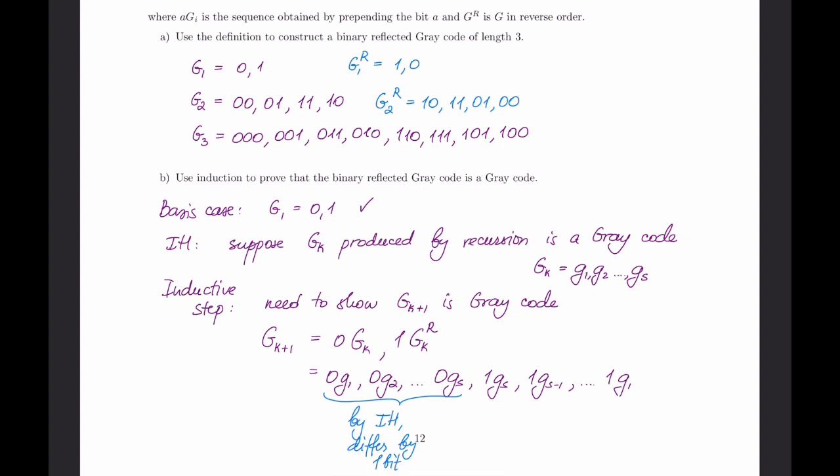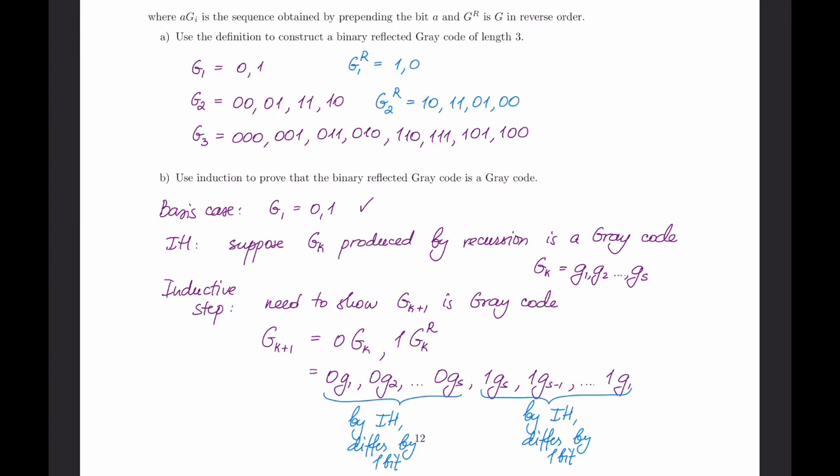We can apply similar justification to this portion. What I have here is my original gray code G_k, and so these parts will differ by 1 bit, and prepending everything with 1, of course, does not change that. So here too, by inductive hypothesis, I can guarantee that in this portion of my new construction, every consecutive element differs from the previous one by 1 bit.